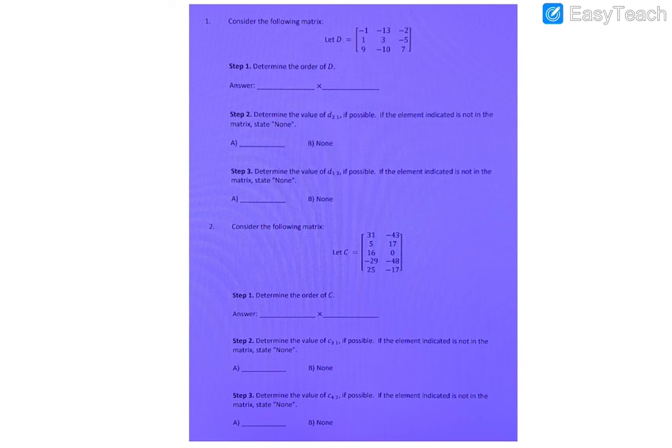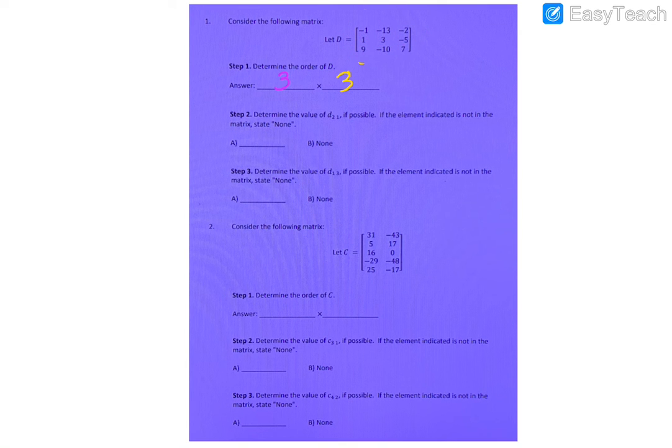Okay, so on these examples, it says consider the following matrix. So now I have a matrix D. The first question says determine the order of D. If I count my rows first, I see that I have 1, 2, 3 rows. And then when I count my columns, I also have 1, 2, 3 columns. So the order of matrix D would be 3 by 3.